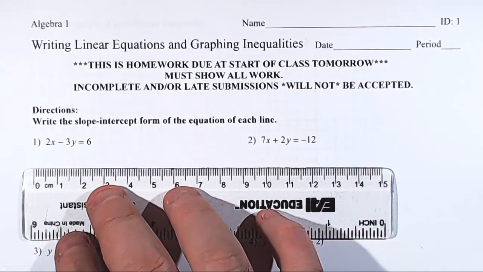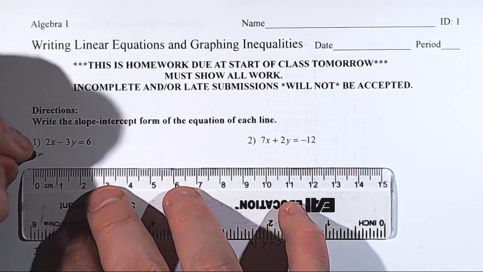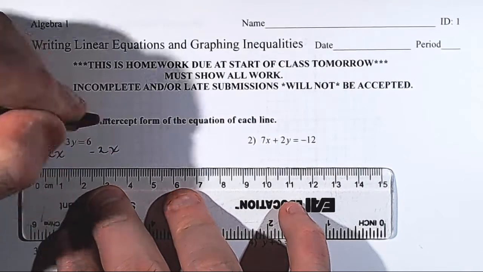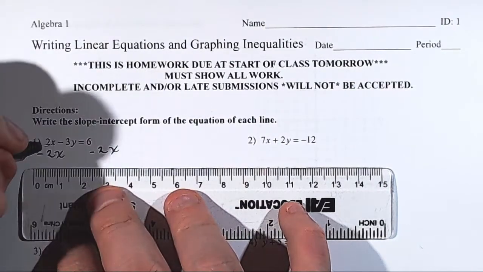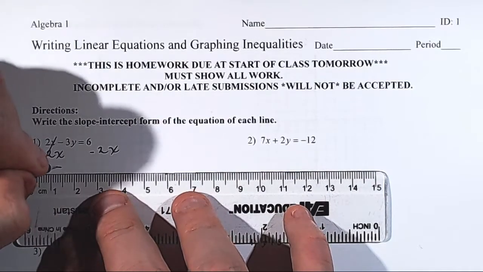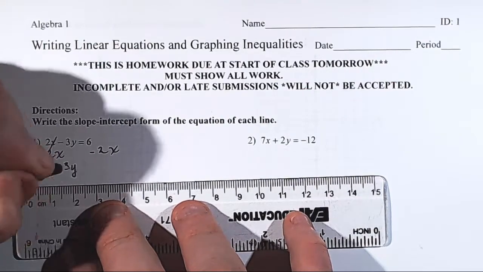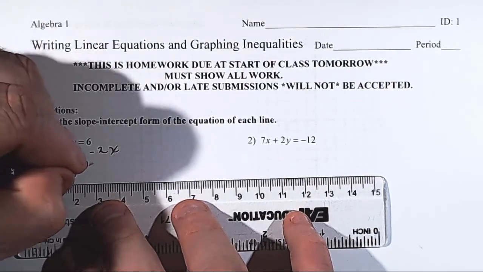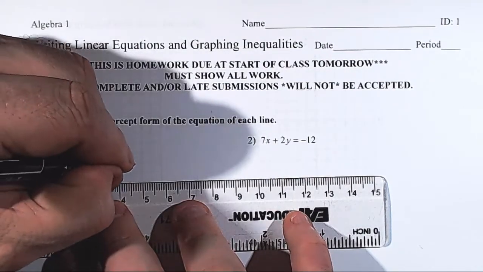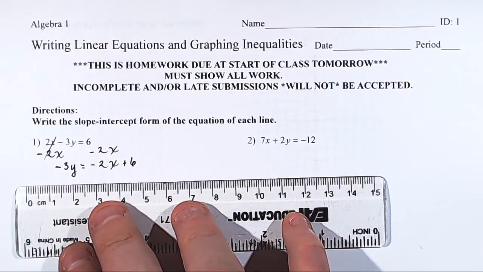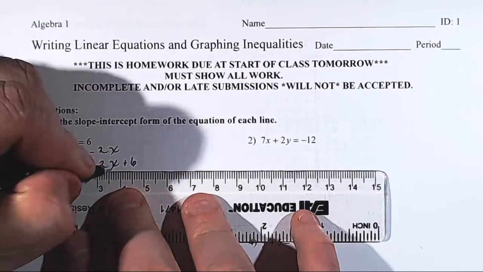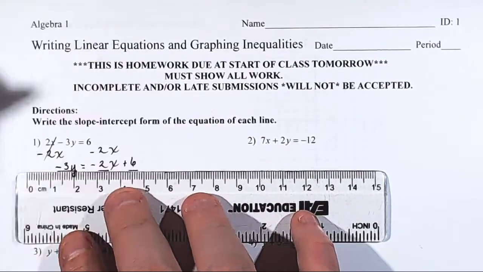The goal is to get y by itself, so we'll start by subtracting 2x from both sides. On the left, the 2x minus 2x cancels out, and you have negative 3y equals negative 2x plus 6. And now, to further isolate the y, divide everything by negative 3.